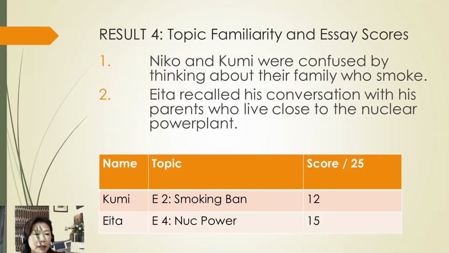Next, it made me consider that the relationship of topic familiarity and essay scores needed consideration, because Nico and Kumi were confused by thinking about their family who smoke. And as a result, Kumi showed only 12 points in the smoking ban essay. Eta recalled his conversation with his parents, who live close to the nuclear power plant, and his essay score was 15 on nuclear power generation. However, Nico still showed constant performance. Why?